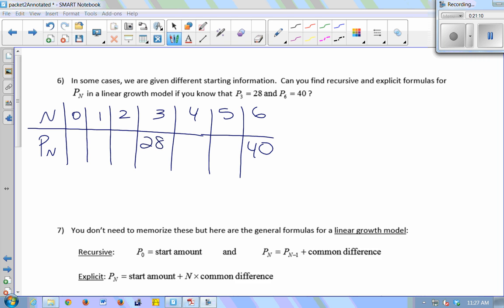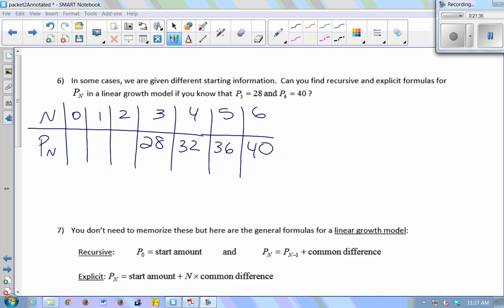Great. So you said, okay, I increased from 28 to 40, right? Which is an increase of 12. And that happened over 1, 2, 3 years. I increased by 12 over 3 years. So that would be an average of 4 per year. So I'm going to add 4. 28 plus 4 is 32. 32 plus 4 is 36. And 36 plus 4 is 40.